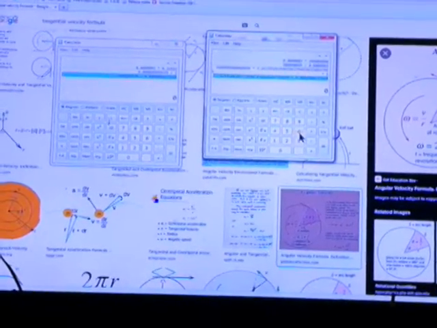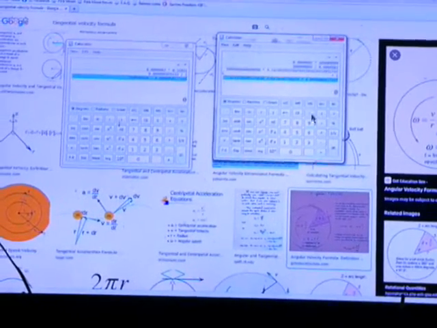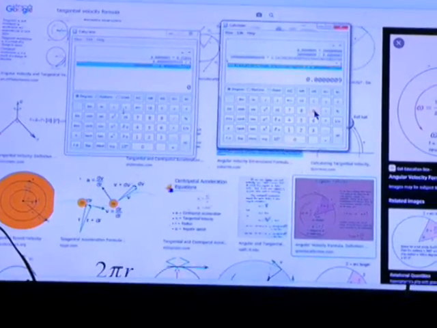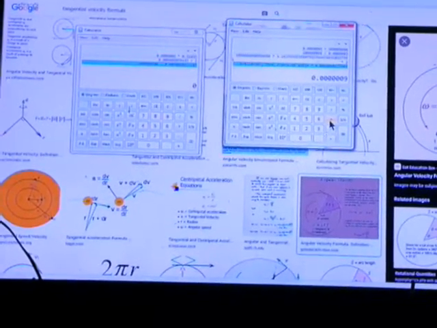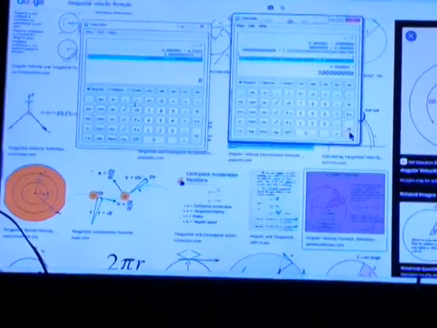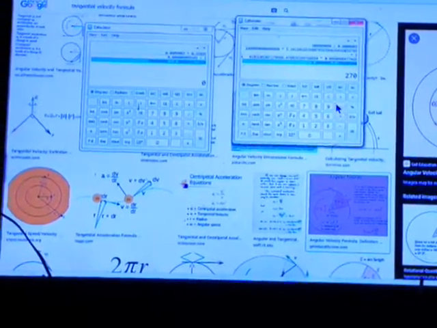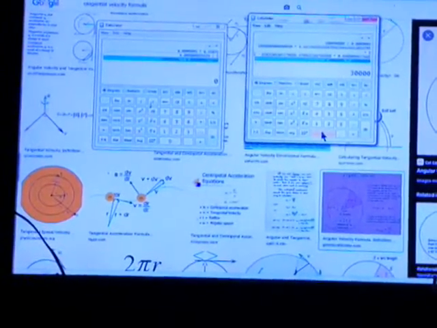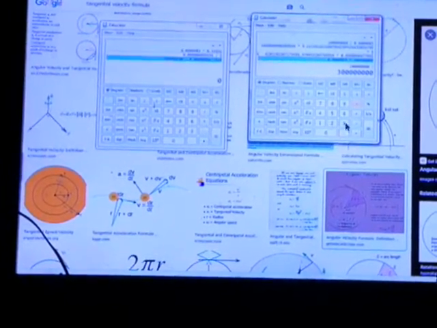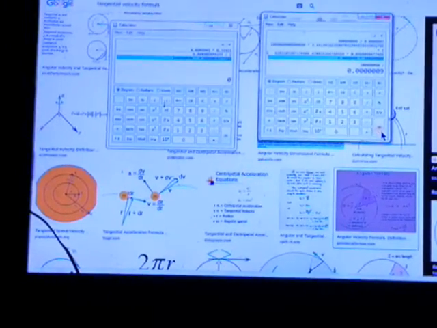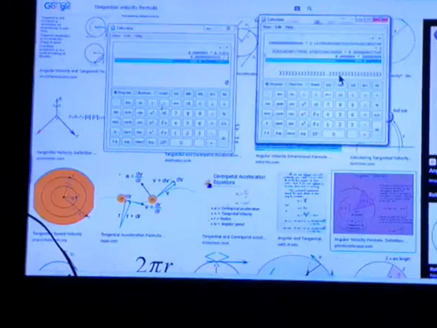Okay, so now we can do it for any amount of numbers. Let's try 900 nanometers. It's the speed of light divided by wavelength equals frequency. So we're going to do divided by 900 nanometers, equals that as its frequency.